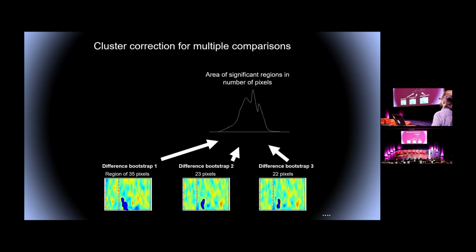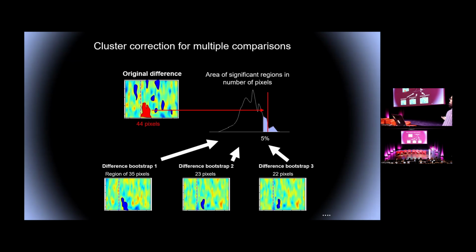So for example, in the center, we might have the largest region is 20 pixels. Here, it's more like 100 pixels. Here might be 3 pixels. And then what we do is that we look at our original difference, and we look at all the regions of significance. For this, you need some image processing to find, okay, what's the region? What's the size of the region? How many pixels in that region? And then we look if it's in the tail or not. So this is the cluster correction.